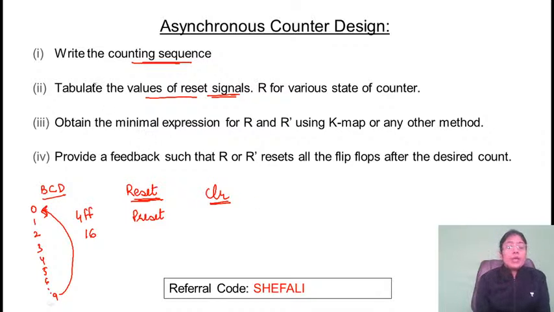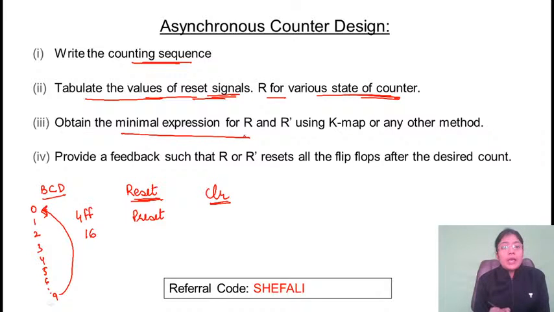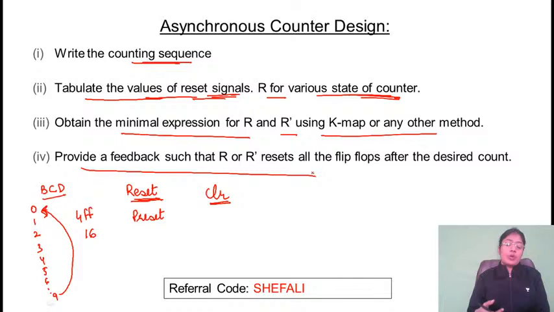Okay, so we have to tabulate the values of the reset signal R for various states of the counter. After that, we have to get the minimal expression for R and R complement using a K-map or some other method. Then accordingly you can provide the feedback and construct the counter. So let's consider one example for asynchronous counter design.